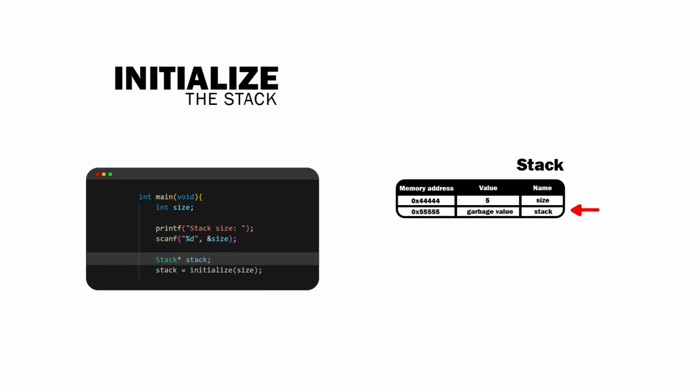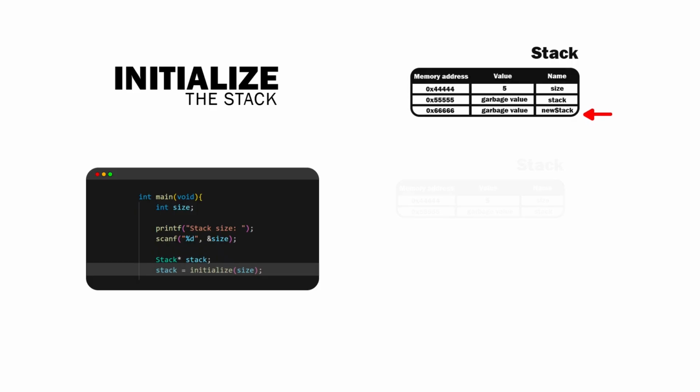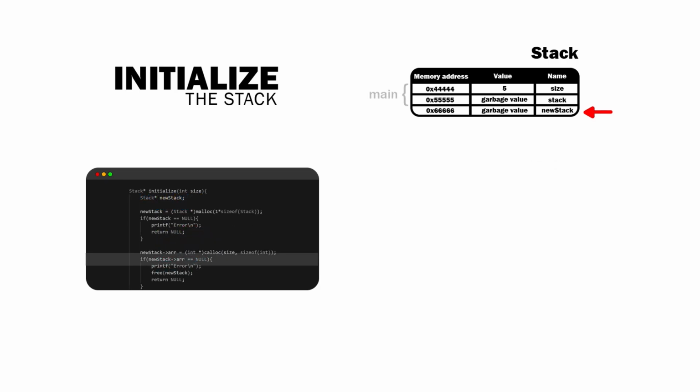Next, we declare a pointer named stack, which is intended to store the address of a stack structure that will be dynamically created in the heap memory. Initially, it is uninitialized. Later, we assign to it the return value of the initialize function, which is responsible for allocating and setting up the structure. Inside the initialize function, a new local variable named newStack is declared. This is also a pointer to a stack structure, and like all local variables, it is stored in the stack memory. This variable is temporary and will be used to construct and return the new stack instance.